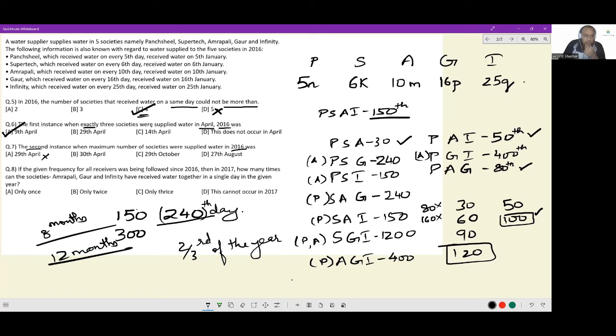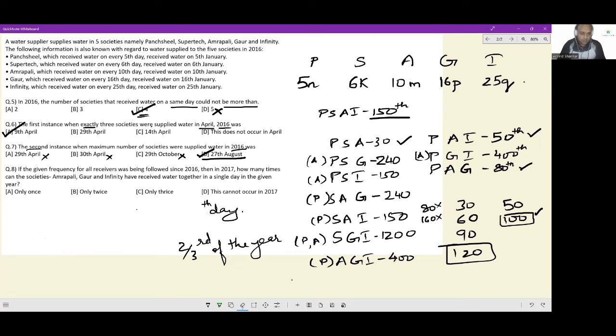This is in April. This is in October. This is the only one in August. This should be the answer. The 240th day will be 27th August. We can go and check it out that way.